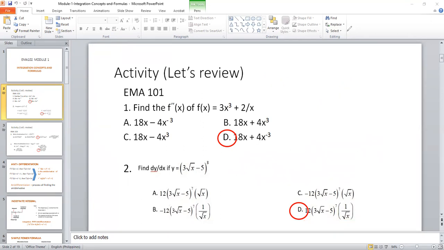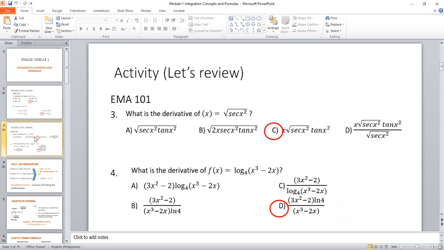Okay, so I'll clear my markings now. So we go to the next. We have the next review here. What is the derivative of f of x? Actually, class, this is a function of x, not x. So it's f of x equal to the square root of secant x squared. So this is another application of chain rule. So anybody who can tell me the derivative of this f of x? That would be written as f prime of x.